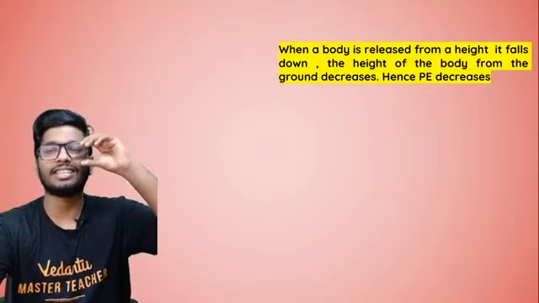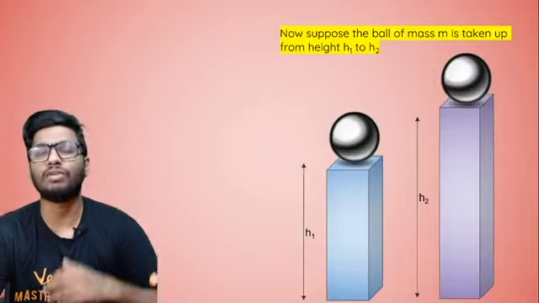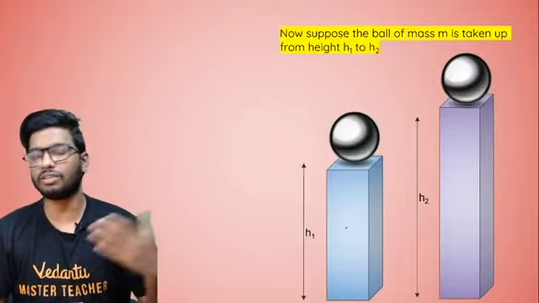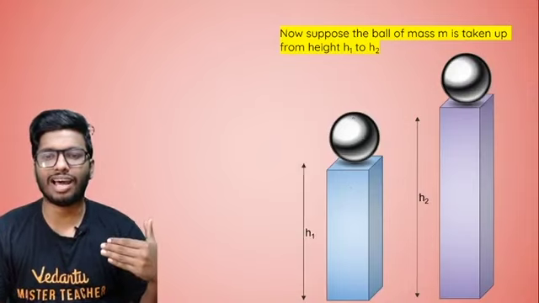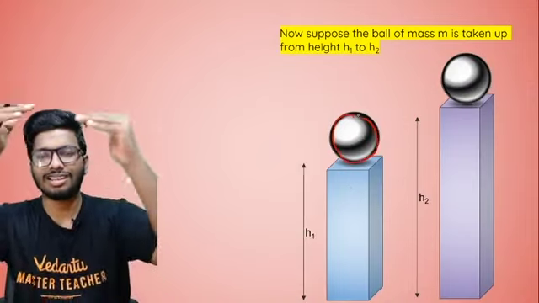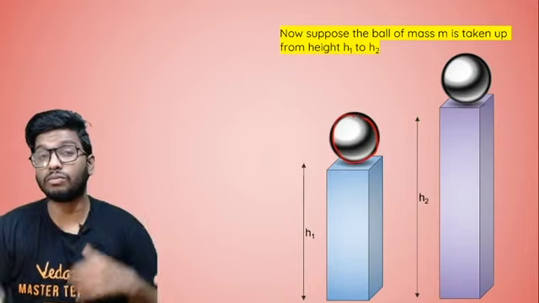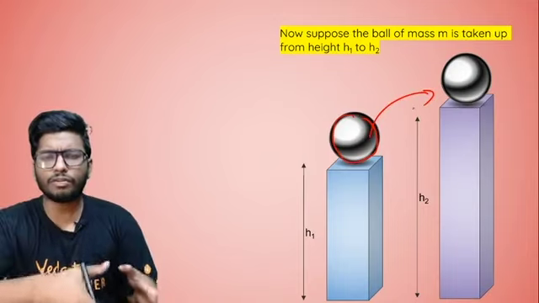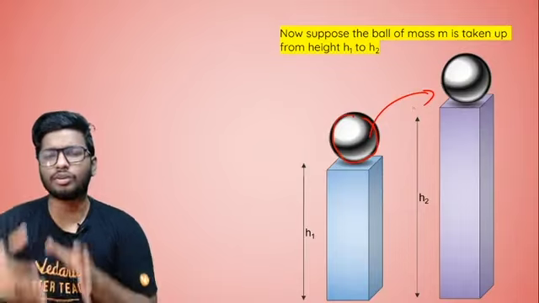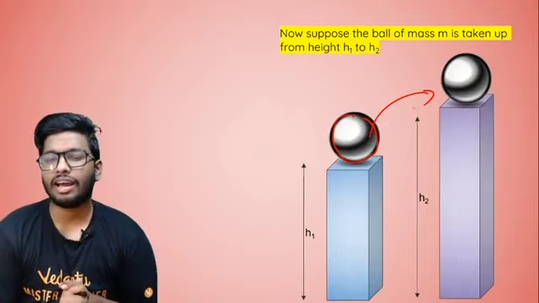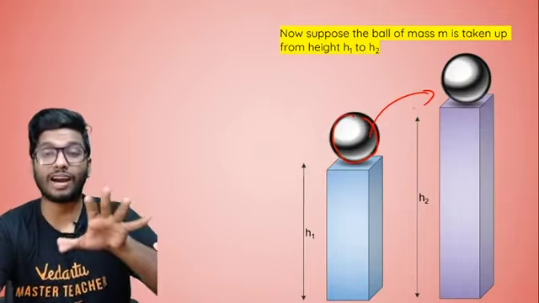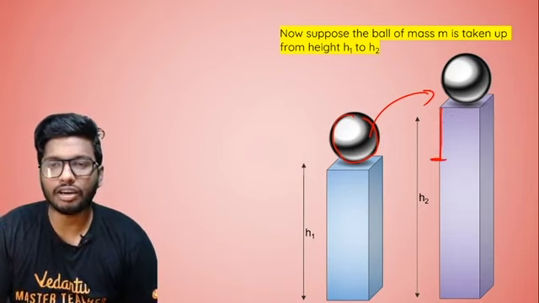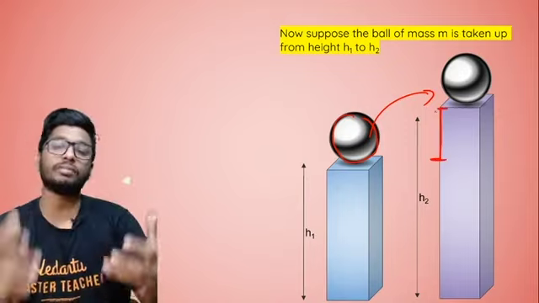Now that you've understood this, guys, let's understand one more simple example. Let's say you did some work to lift up the ball and put it on this pedestal, or this height, and then again you did some work to move it from here to here, that is to height h2. You've done some work as well. Now suppose I want to find out the gain in potential energy from this height to this height. What is the gain in potential energy?